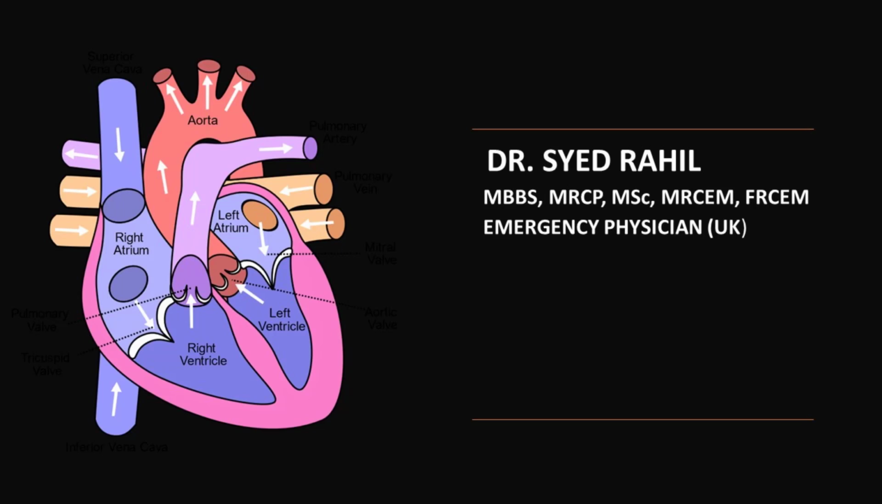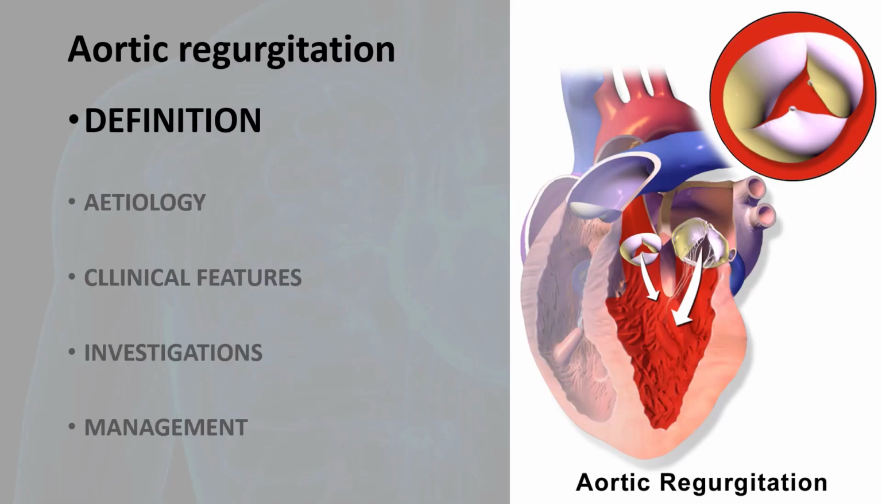In the previous video, we discussed aortic stenosis. Now we will learn about aortic regurgitation. Aortic regurgitation is the result of inadequate closure or cooptation of valve leaflets, which results in leakage of blood from the aorta into the left ventricle during diastole. It can result from either intrinsic valve disease or dilatation of the aortic root.